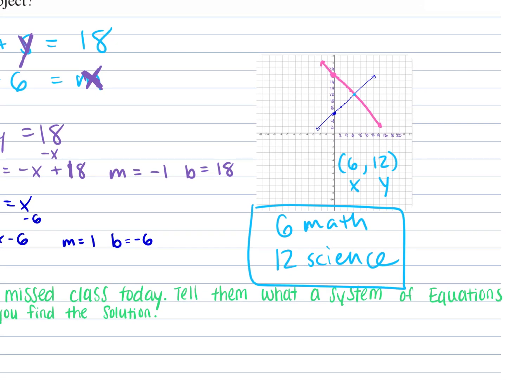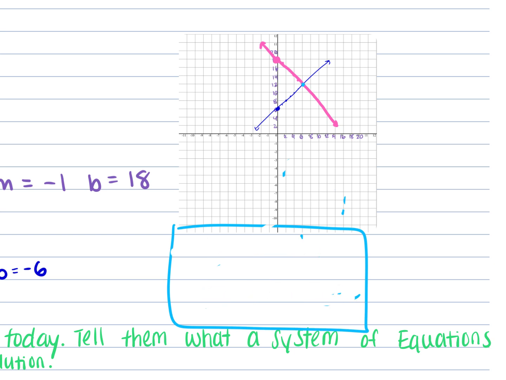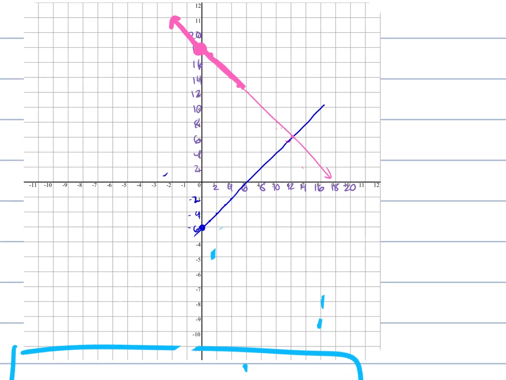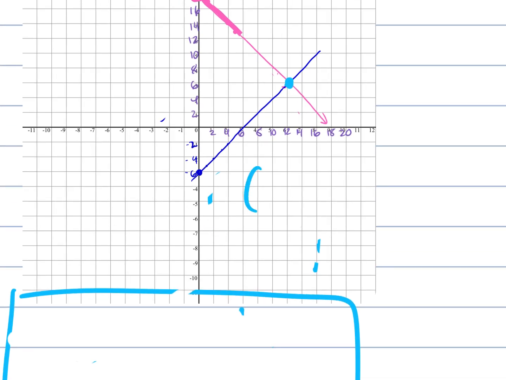Thank you. B is negative 6. So it should be down here. Better. So where do our two lines intersect? What coordinate point would this be now? What's my x? 12. So 12, 6 is where they intersect.